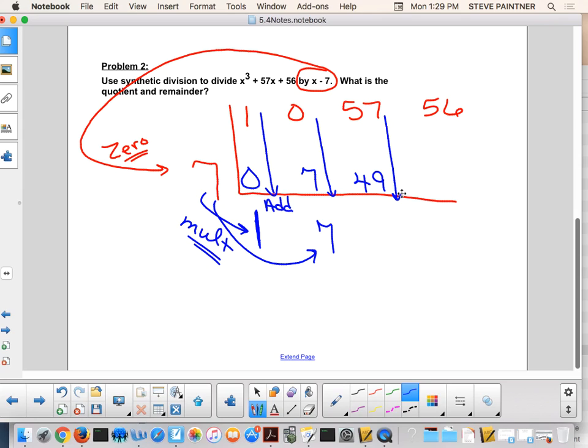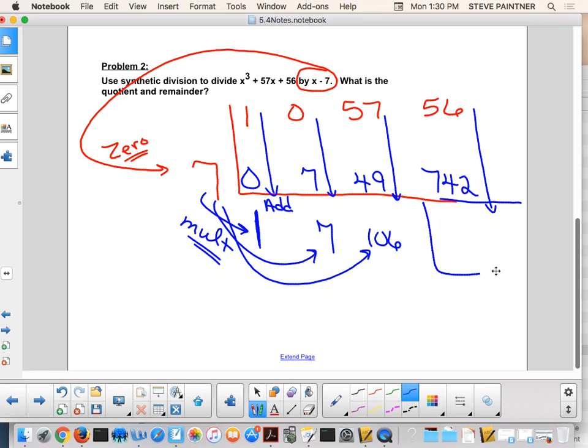49 and 57 make what? 106, gotcha. 7 times 106 is 742. Add down. And 798 becomes the what? Remainder.